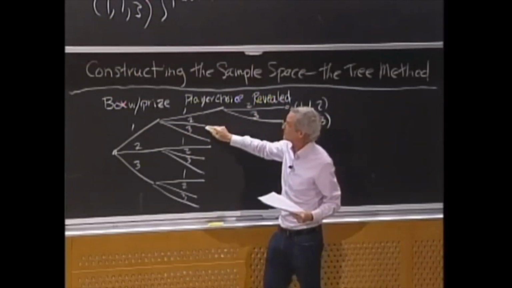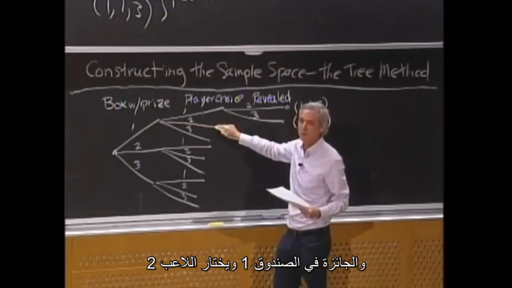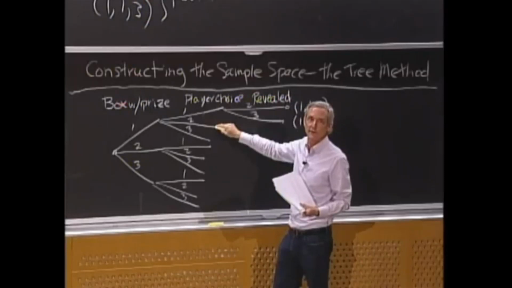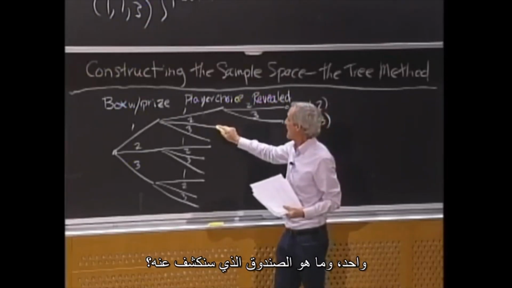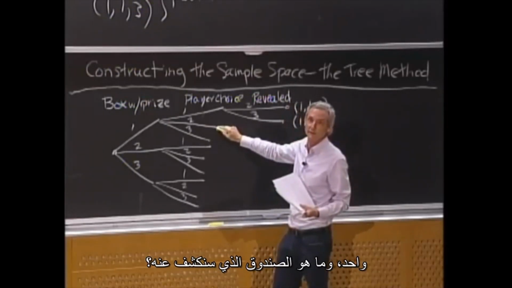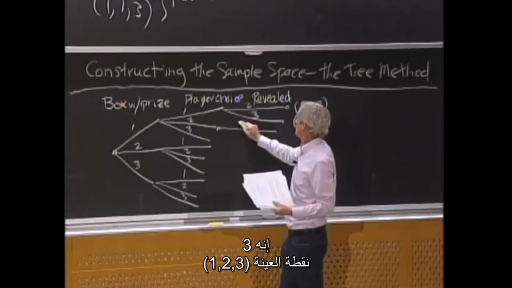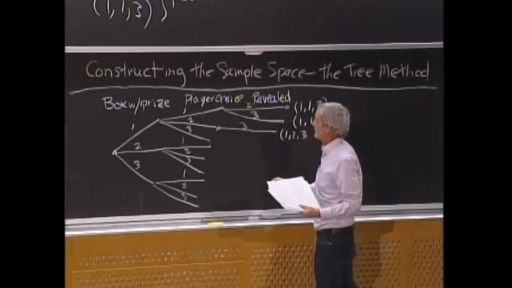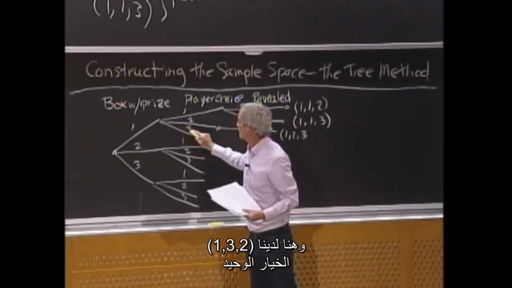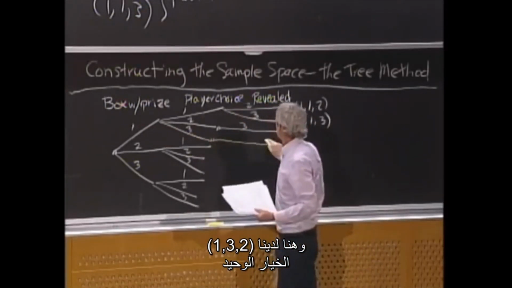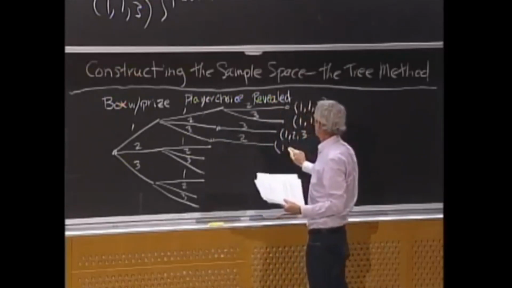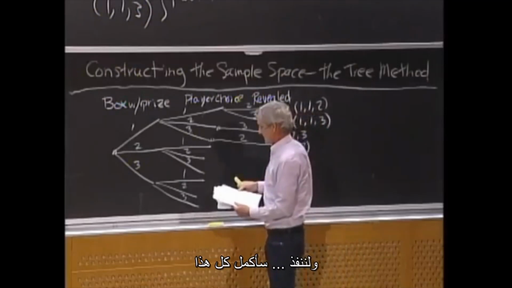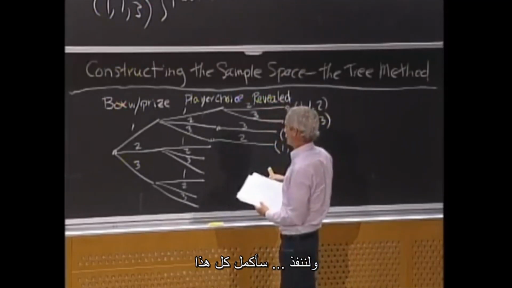Player picked box 2. Prize is in 1. Player picks 2. How many choices for which box is revealed? 1. And which box is going to be revealed? 3. All right, this is sample point 1, 2, 3. And here we've got 1, 3, 2 is the only choice. All right. And let's do, maybe I'll fill the whole thing out here.